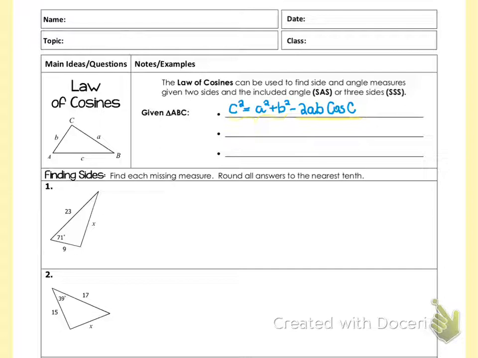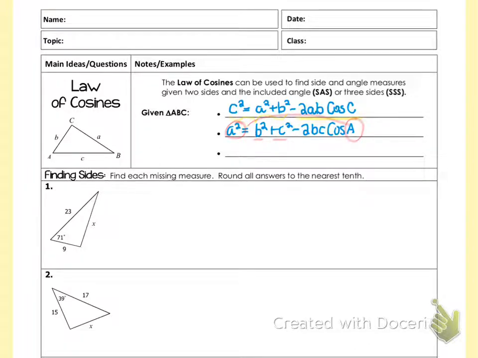Now, the other versions you'll see would just be from the other side's perspective, because it doesn't matter which side you're looking for. You just always call it c. But they would say a squared equals b squared plus c squared minus 2bc cosine of a, and so on. Whatever side you're looking for, there's a version of it. The big thing you'll notice that's true about each version is that whatever side you're looking for, you know the other two sides, and then you need to know the angle across from the side you're looking for.